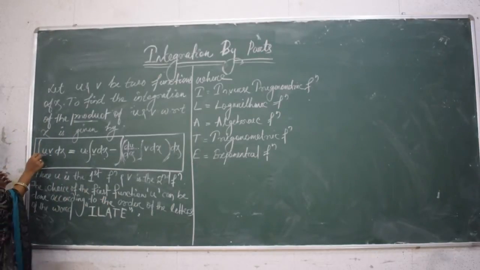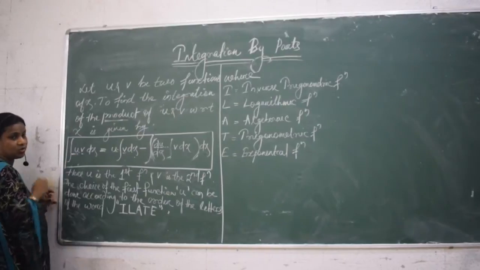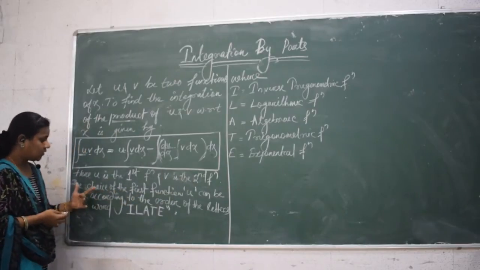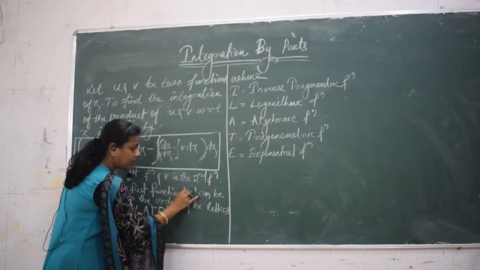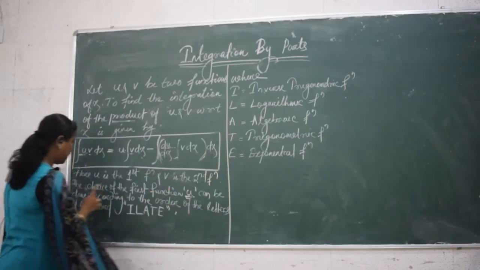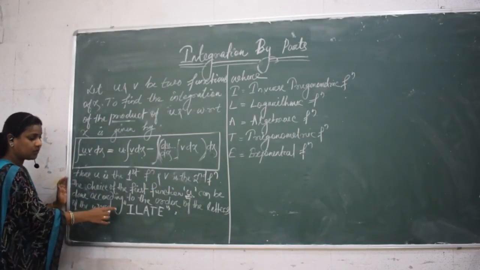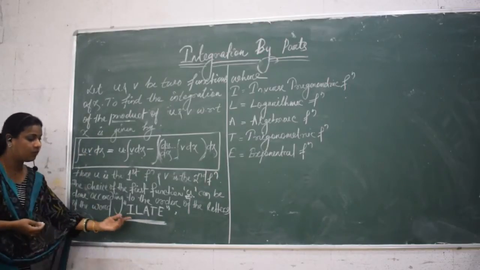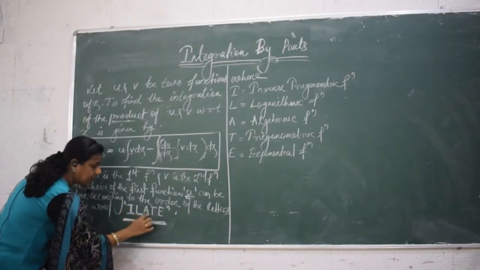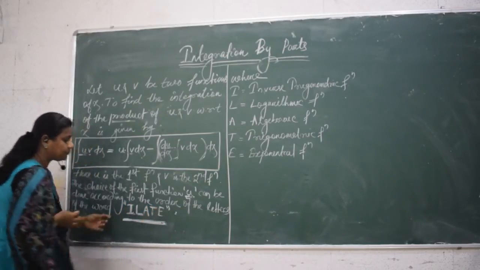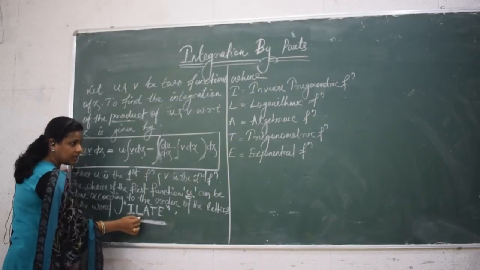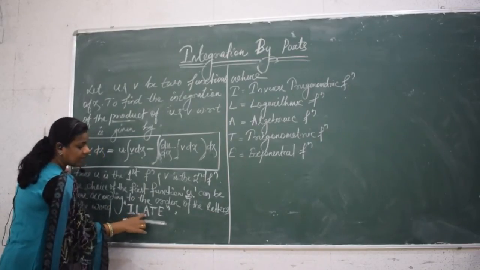So the point is how to take the first function. Here I have written that u is the first function and v is the second function. The choice of the first function u can be done according to the order of the letters of the word ILATE. So we should know what ILATE is.